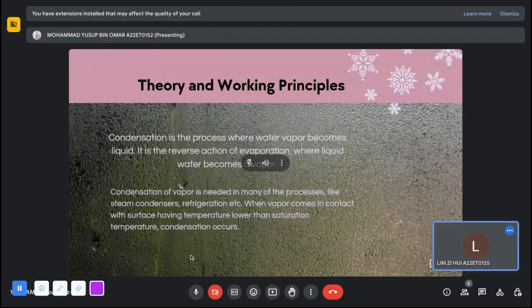For the theory and working principle, condensation is the process where water vapor becomes liquid. It is the reverse action of evaporation, where liquid water becomes a vapor. Condensation of vapor is needed in many processes, like steam condensers, refrigerators, and so on. When vapor comes in contact with a surface having a temperature lower than the saturation temperature, condensation occurs.